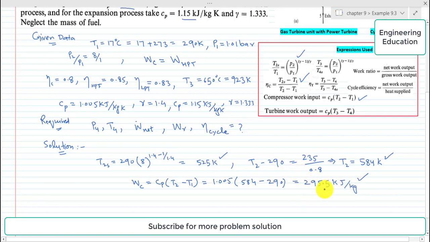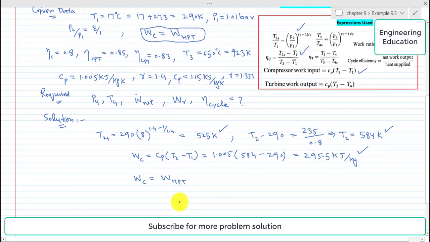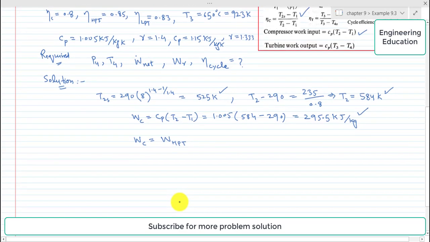This work is provided by the turbine, and it is given in the problem as well that a high pressure turbine operates the compressor. So work of the compressor is equal to work of the high pressure turbine. Now using this concept that high pressure turbine work is equal to the compressor work, we can write that the work of the high pressure turbine is equal to Cp into (T3 minus T4).